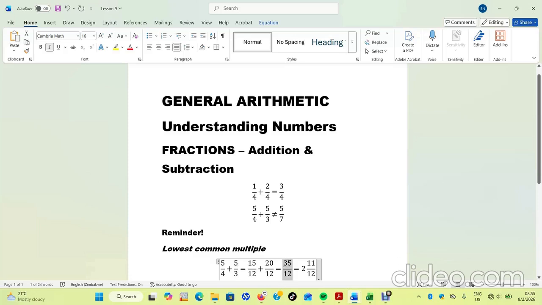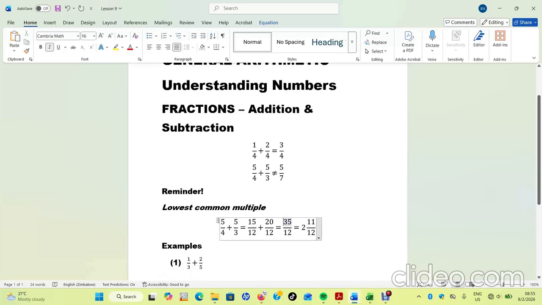You see now, common denominator, then we simply add the numerator, then we get 35 over 12, which we can convert, like the previous lesson, into a mixed number. Since it's an improper fraction, it becomes 2 and 11 over 12.